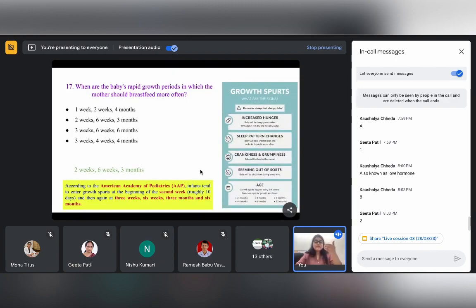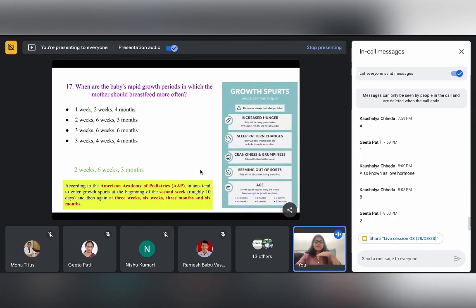If we consider our options, the second option, which shows 2 weeks, 6 weeks and 3 months, is a continuity. So this is the correct answer. Please go through the specific growth periods, or the specific times when growth spurts are observed in children.